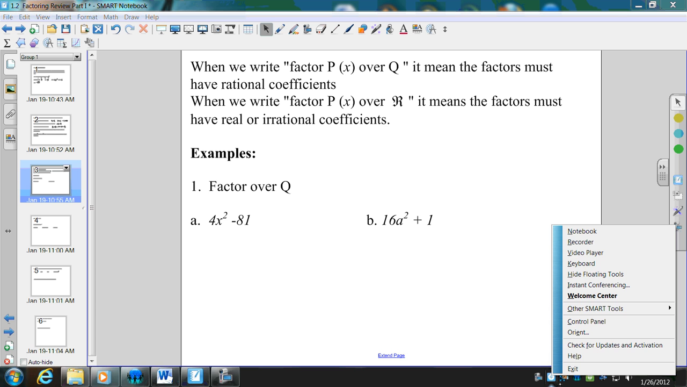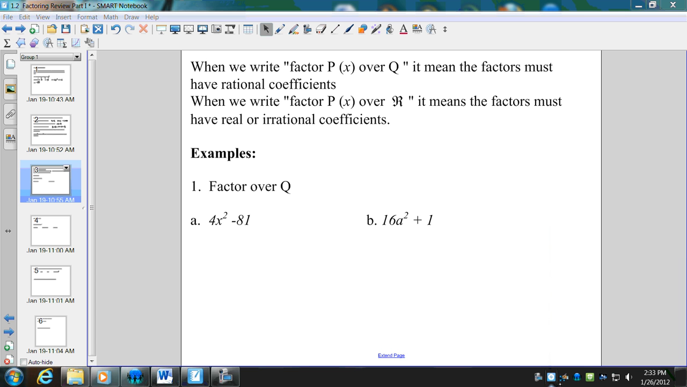I'm just going to grab my floating tools here. Where are they? Strange, I can't see them. All right, here they are. Okay, good to go now.